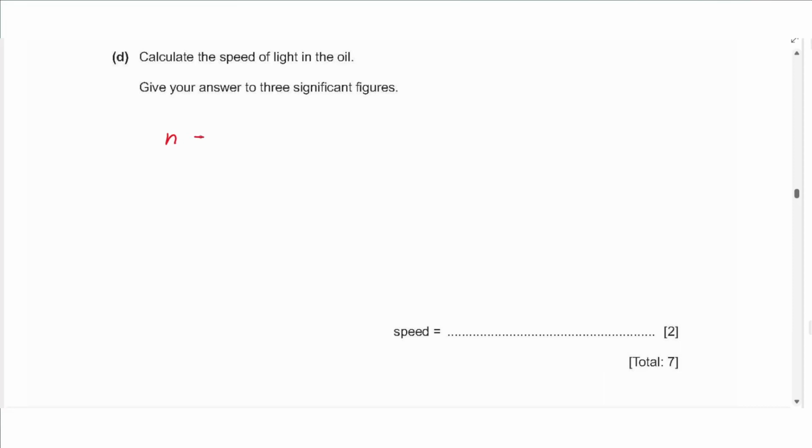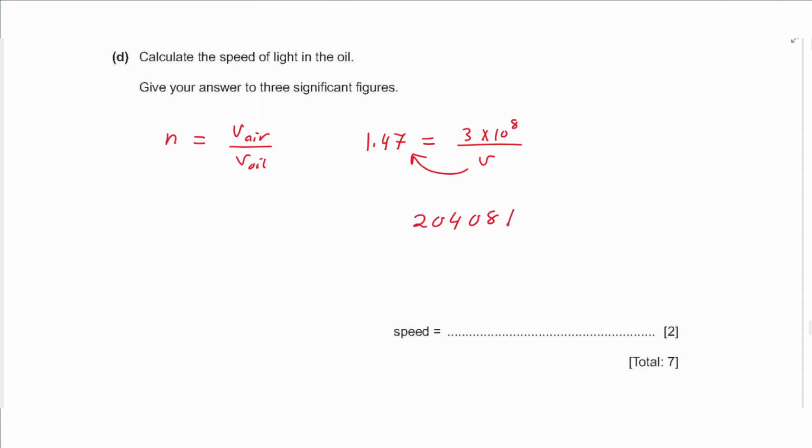So we use the other equation for refractive index, speed in air over speed in the oil or the medium. So 1.47 is equal to 3 times 10 to the power of 8 divided by the unknown speed. So we replace these two. So we calculate 3 times 10 to the power of 8 divided by 1.47. This gives a speed of 204,081,632.7, which we can write in standard form as 2.04 times 10 to the power of 8 meters per second.